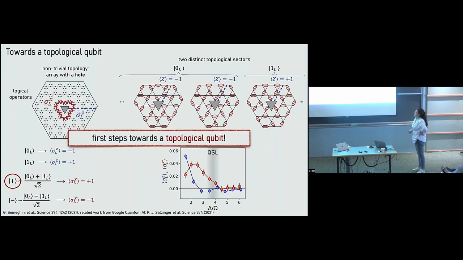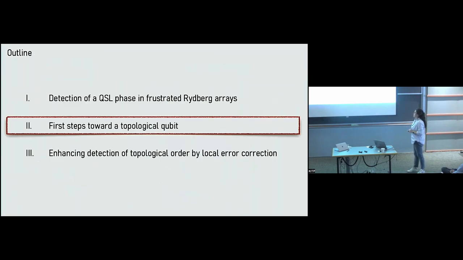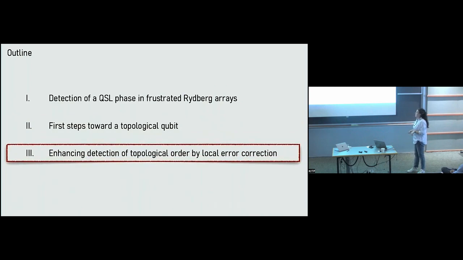So these are the very first steps towards the creation of a topological qubit based on these spin liquids, but of course there is much more to be done to show how to encode and manipulate the qubit and possibly do entangling gates. And I will mention this a little bit towards the end. So now I want to show you this final part where we want to find out how we can enhance the detection of the topological order.